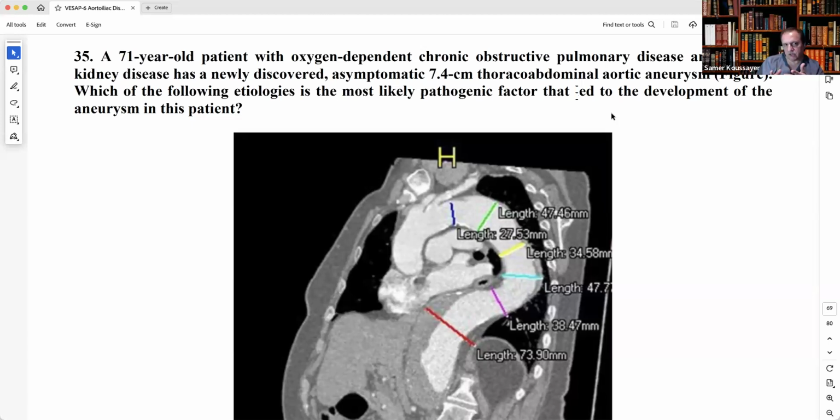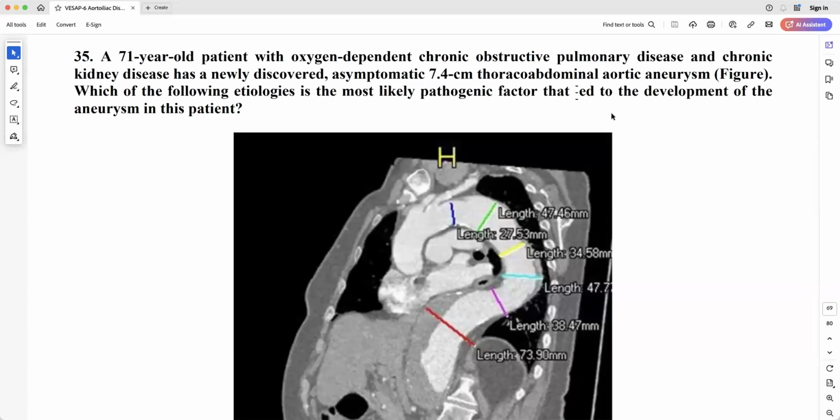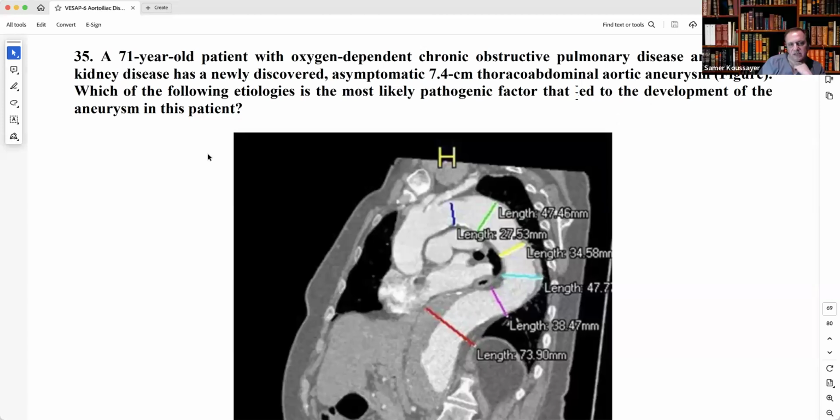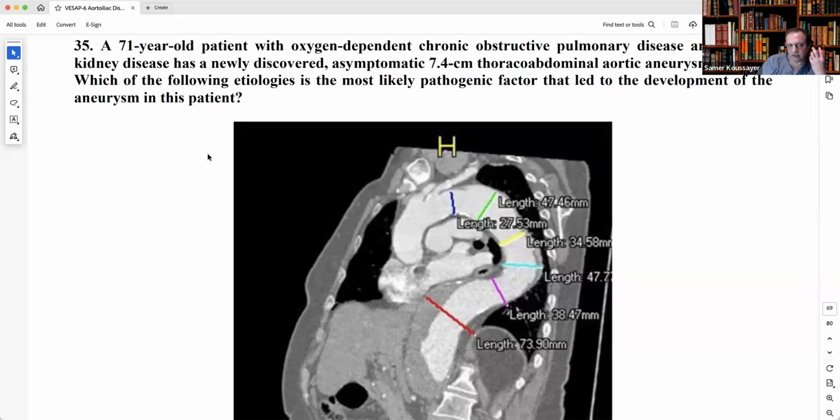So at this age, 71 years old, what will the most common pathology be? Most likely atherosclerosis. So that's okay. It's a simple question. Don't go too far and think it's a difficult question, because sometimes it's a straightforward question.